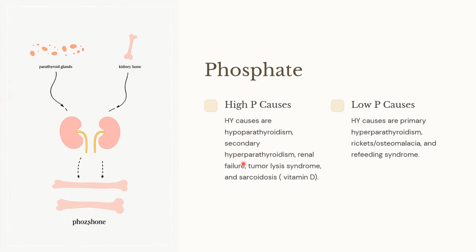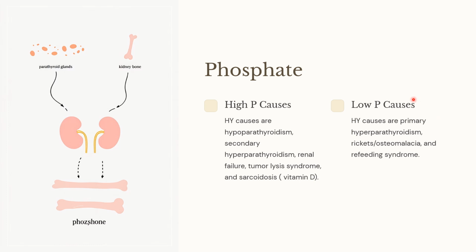Secondary hyperparathyroidism, where even though the PTH has been released, it cannot act, also causes excess phosphate. Renal failure, where the kidney cannot excrete the phosphate. Tumor lysis syndrome, where phosphate is released from the cells because of cell lysis. And sarcoidosis, where excess 1,25 dihydroxycholecalciferol is produced, which will absorb both calcium and phosphate from the small bowel.